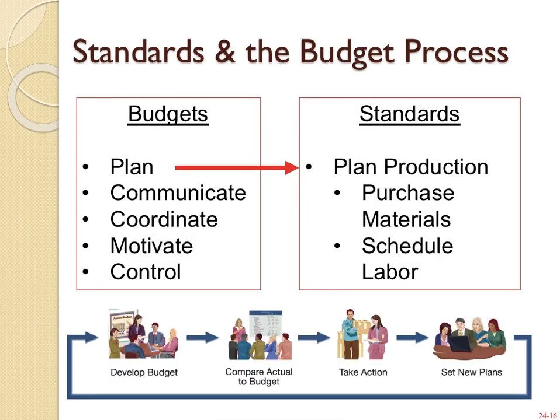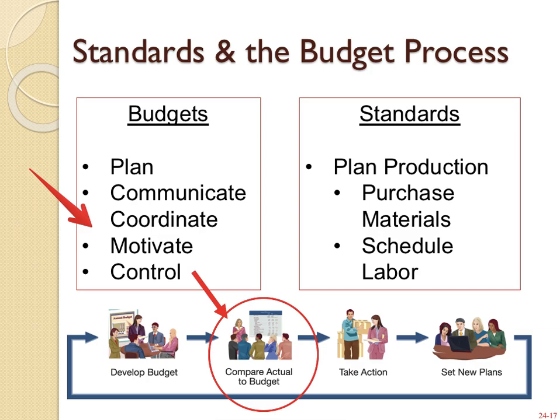So what do standards have to do with the budget process? Well, as we learned about the budget process in chapter 20, budgets have 5 different benefits. They help with planning, communicating the plan, coordinating the plan amongst various parties within the organization, motivating employees to meet that plan, and also control, which is seeing, were we able to meet our plan or not. So standard costs really help with this whole process because, again, it's a plan.